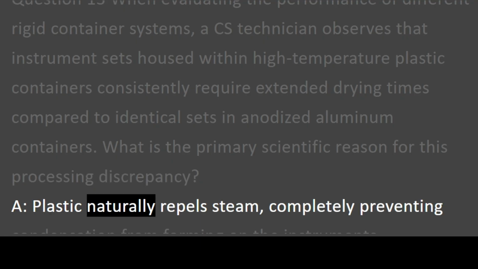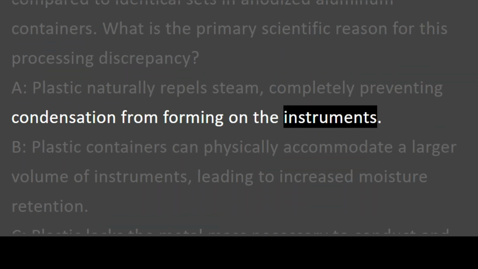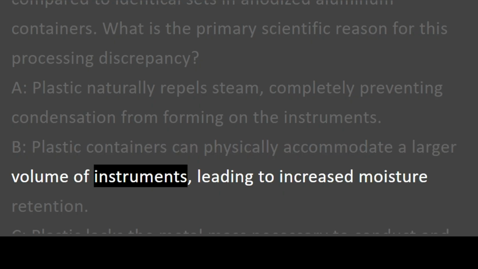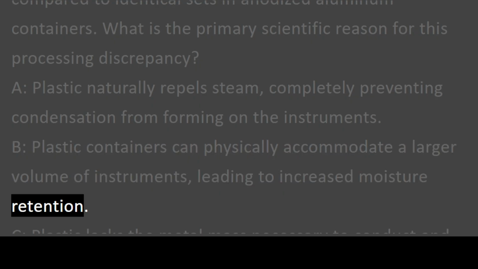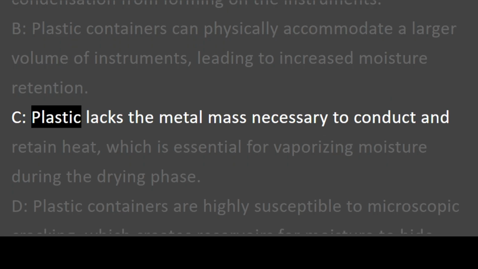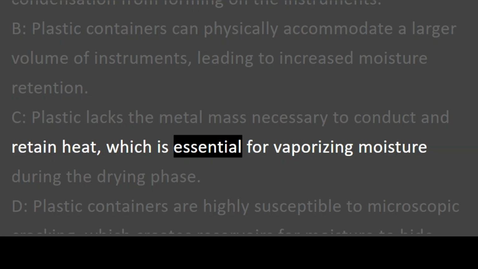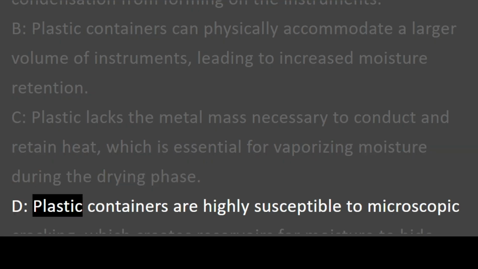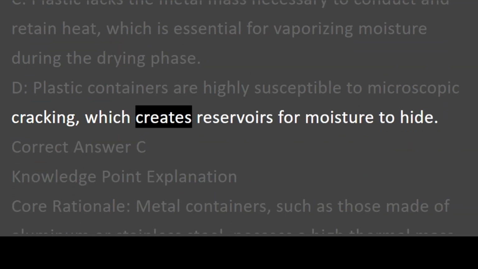A. Plastic naturally repels steam, completely preventing condensation from forming on the instruments. B. Plastic containers can physically accommodate a larger volume of instruments, leading to increased moisture retention. C. Plastic lacks the metal mass necessary to conduct and retain heat, which is essential for vaporizing moisture during the drying phase. D. Plastic containers are highly susceptible to microscopic cracking, which creates reservoirs for moisture to hide.